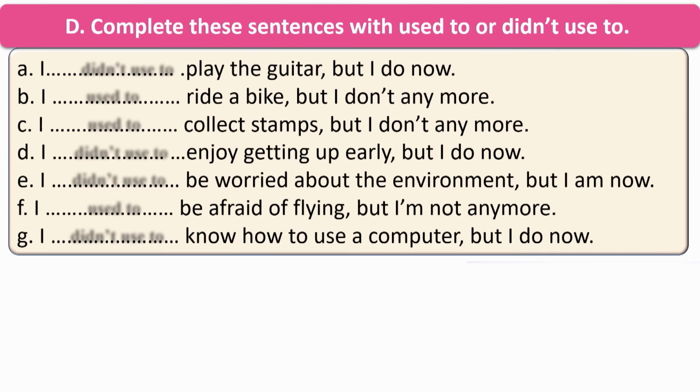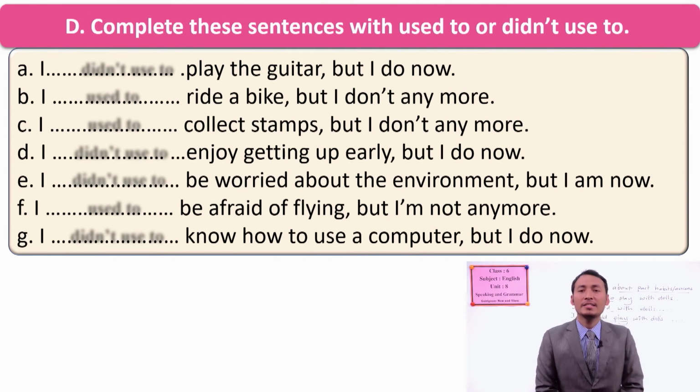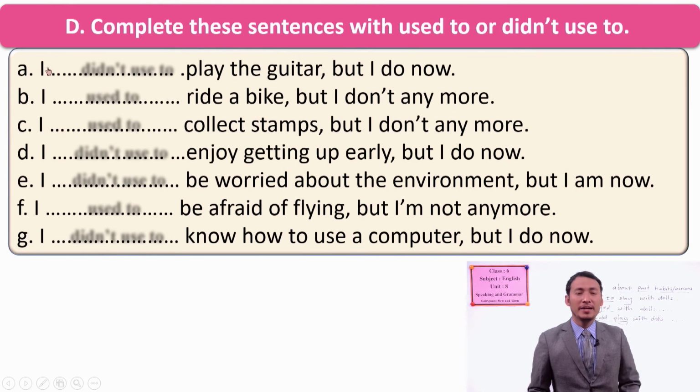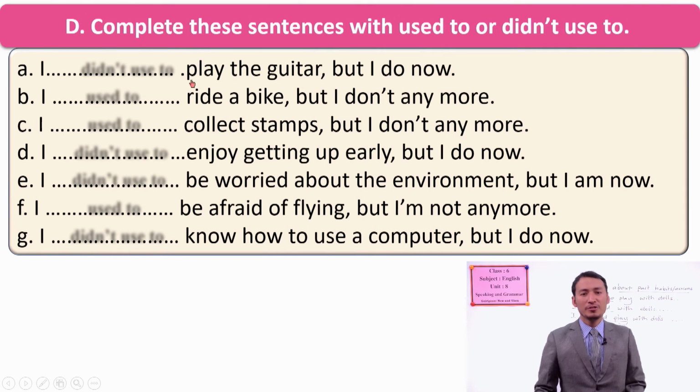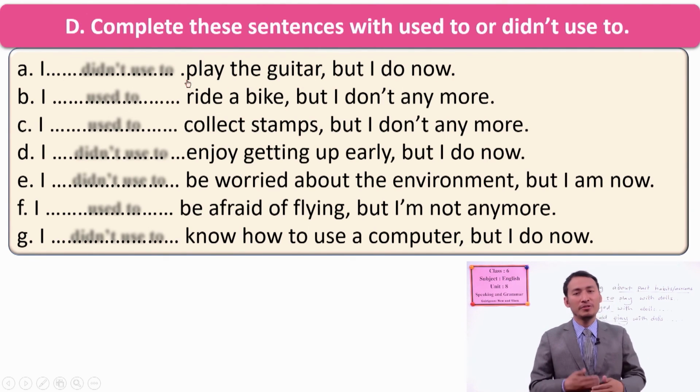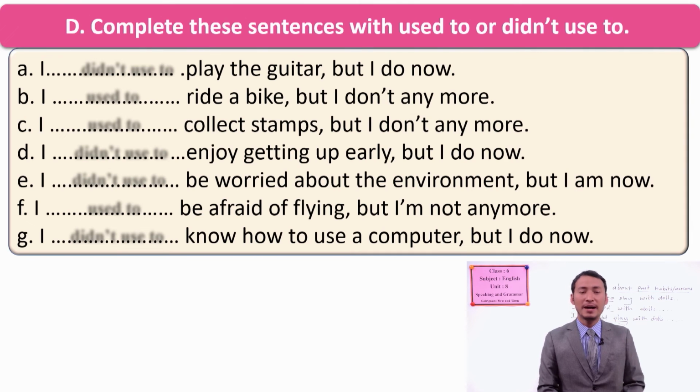Okay, students, now let's move to another exercise, D, to complete the sentences with used to and didn't used to. Are you ready, students? Okay, please be ready. Here from A to Z, we have to complete the sentences by looking at the situation. Number A, I play the guitar, but I do now. So when you play right now and you talk about something different in the past, then you can say I didn't used to play the guitar in the past, but I do now.